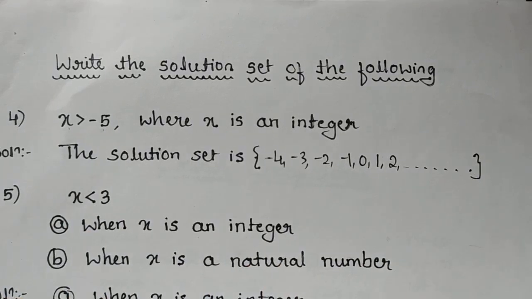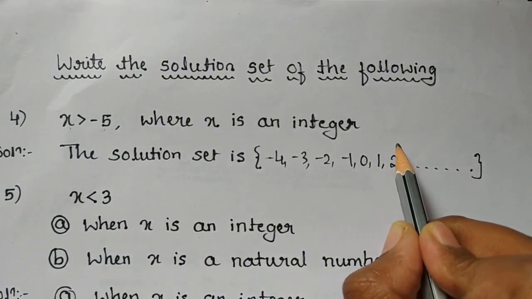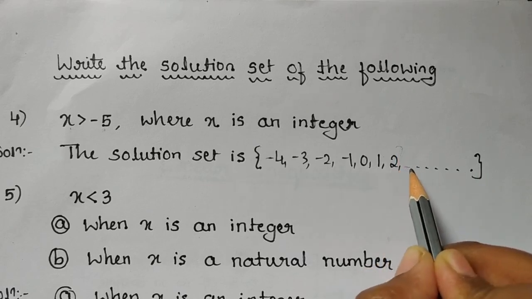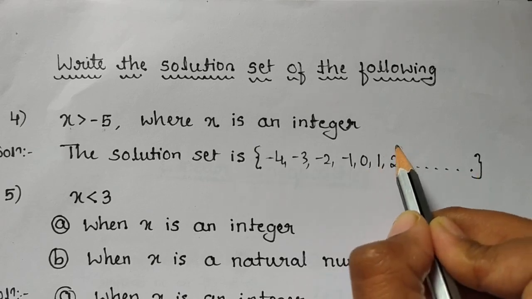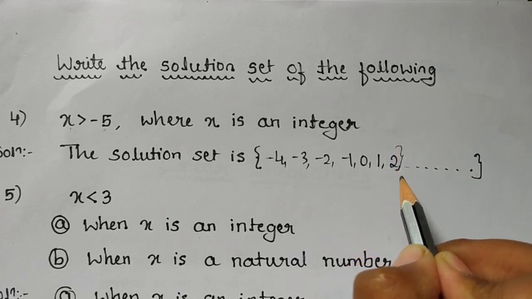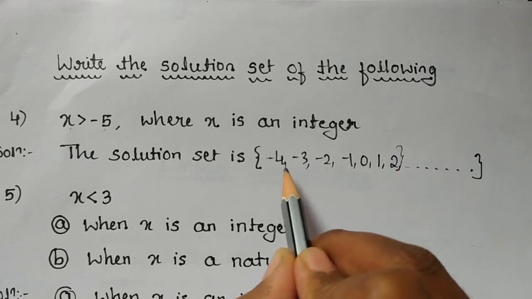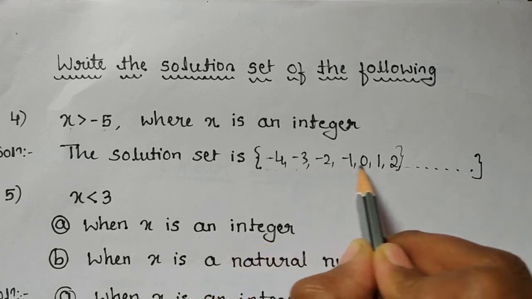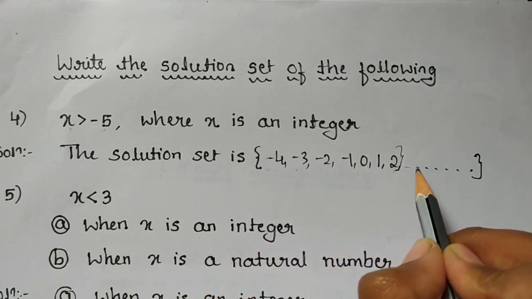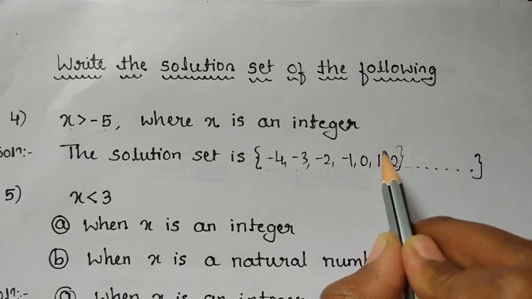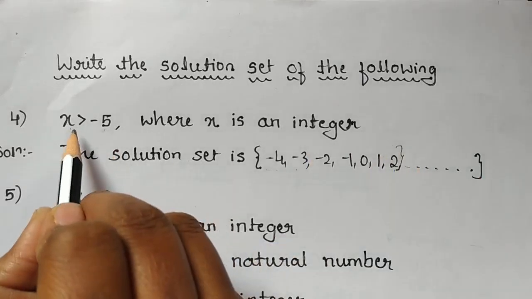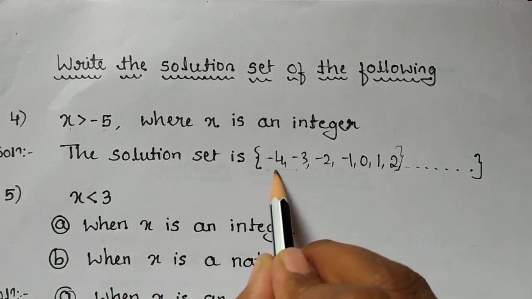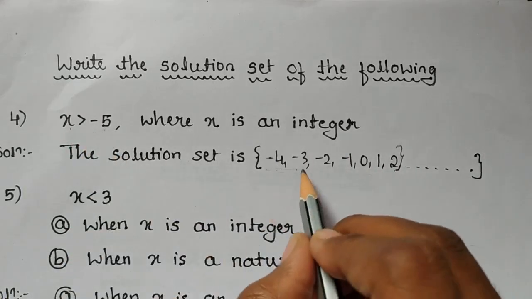Now note that you should not close the flower bracket after any number without writing the dash here. If you close the bracket after 2 without writing this dash, then it implies that the set contains only these elements from -4 to 2. But there are many other integer values which are greater than 2 and satisfying the inequality. Then this will not be a solution set for the inequality.